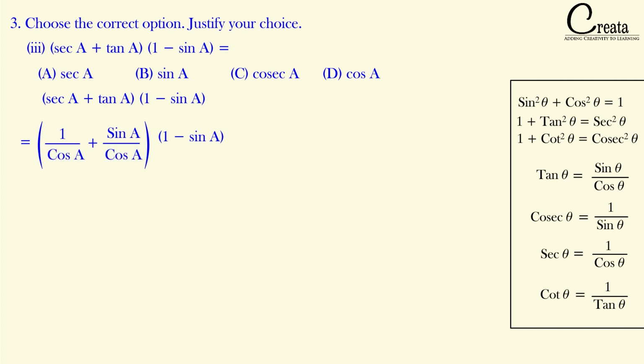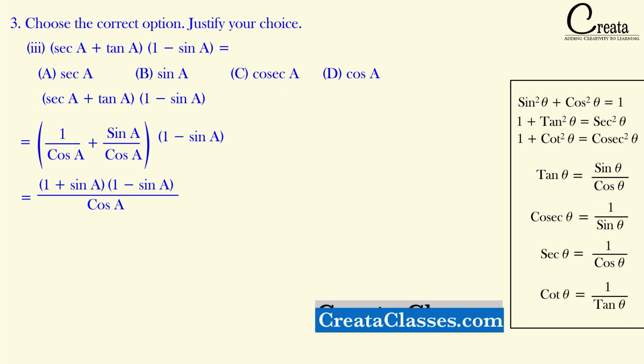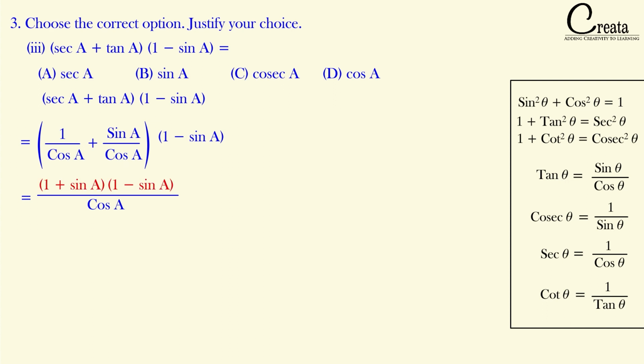Let's take the LCM as cos A. We got (1 plus sin A) into (1 minus sin A) upon cos A. Again, we got the expression (1 plus sin A) into (1 minus sin A). This expression resembles (A plus B) into (A minus B), which is A square minus B square. This formula will be frequently used in trigonometric identity questions. So you should know this and you should observe how you can implement this formula.